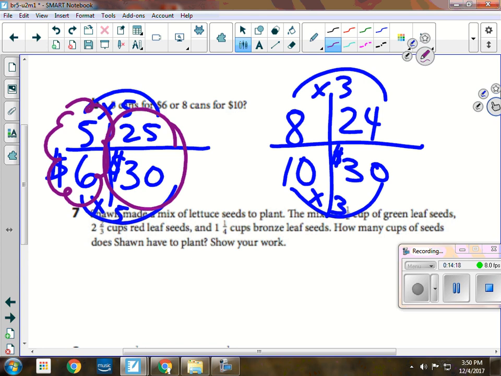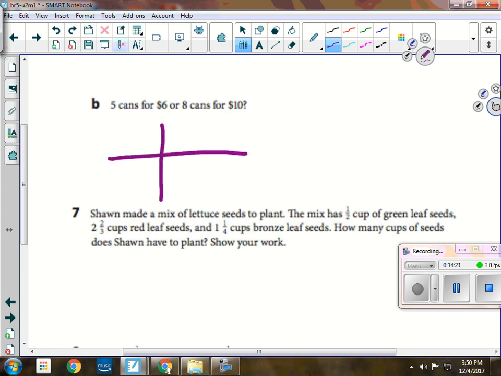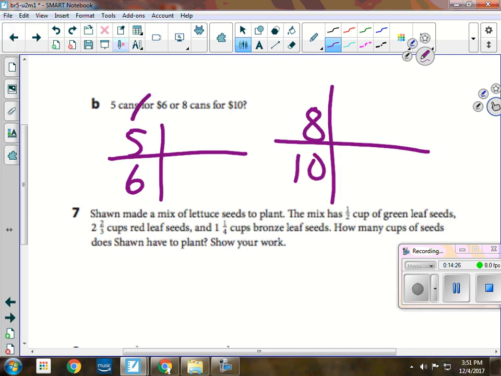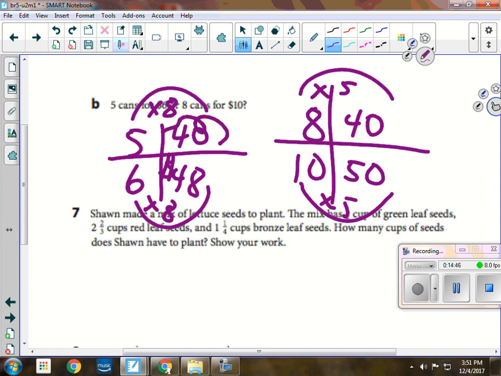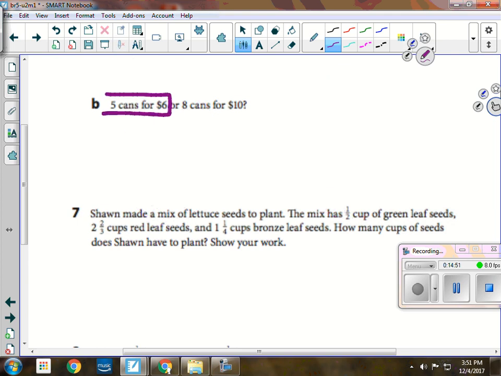Now you could have also done, I will do one more thing here, 5 for 6, 8 for 10. You could have done it with the number of cans. So I think you can get 40 cans each. So that's times 8. You got 40 cans for $48. Times 5, you get 40 cans here. Times that by 5 costs $50. So you're spending $2 less over here. So this is still the better buy. So the bottom line is this first one is a better deal by a little bit, not by much.